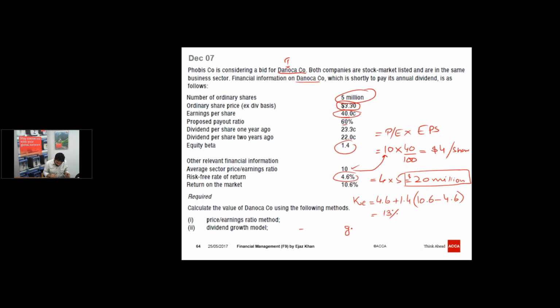Next step will be to calculate the growth. Let's calculate the growth. And we have the compound interest formula, remember? The latest dividend.